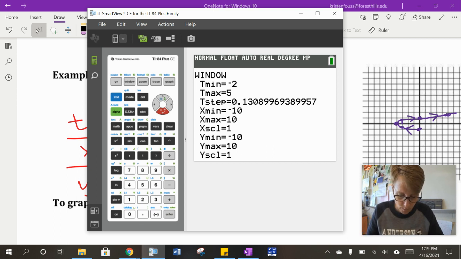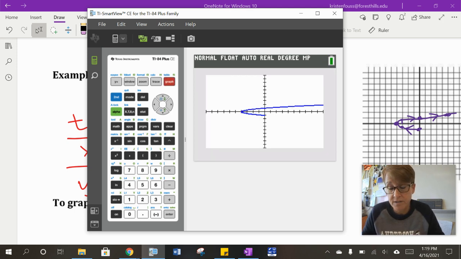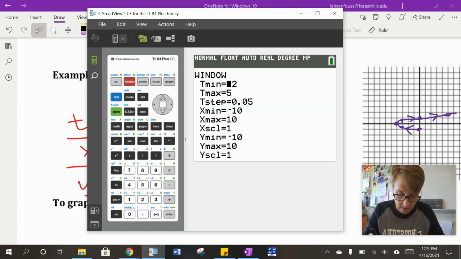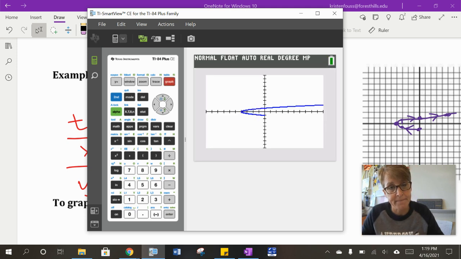So I'm going to try 0.05. Let's see what that looks like. And then when I graph, hopefully you saw it went a little slower. If I want it even slower than that, I can make it 0.01. And we'll see that thing really slow down. Look at that. All right, so to change the speed of your graph, you can adjust that t-step. Smaller numbers will make it slower because it's going to plot more points.